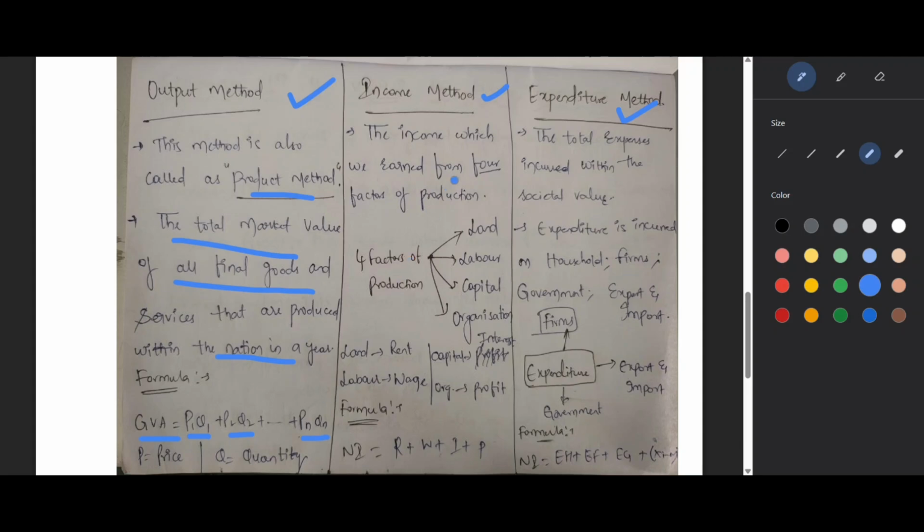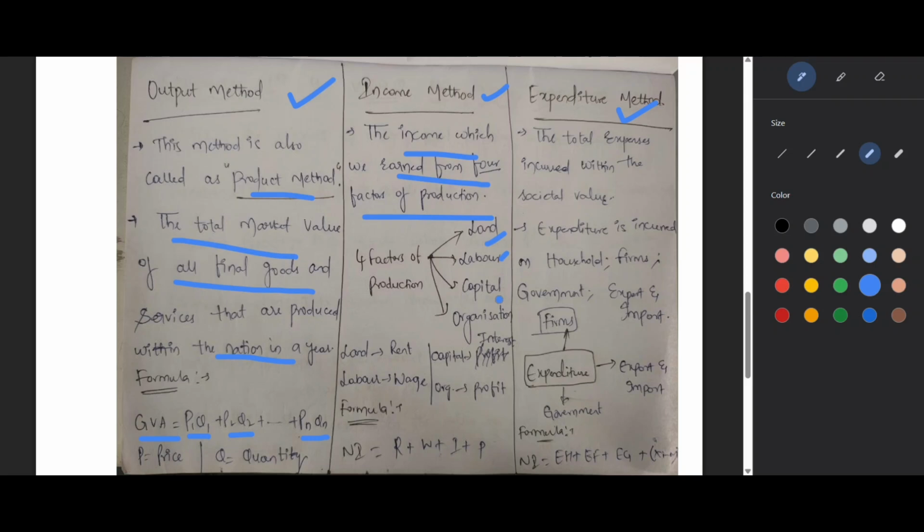The second method is income method. From which sources are we getting the income? So income method can be calculated with four factors of production, the income which we earned from four factors of production. The four factors of production include land, labor, capital, and organization. See how we generate income from these four factors of production.